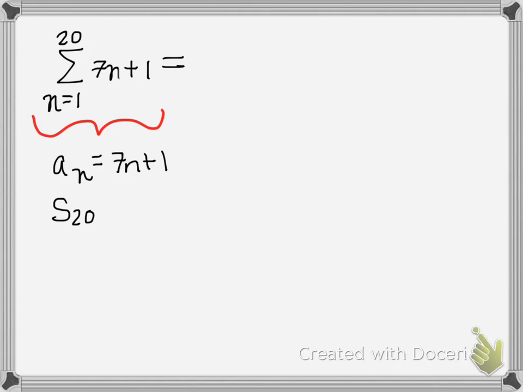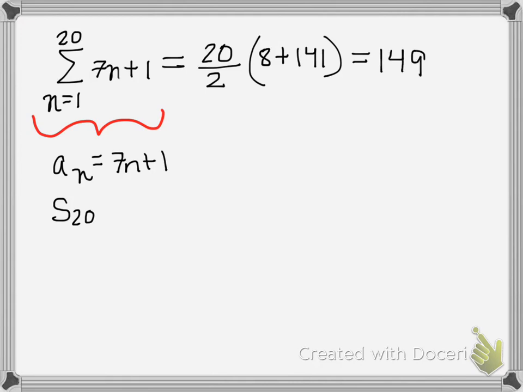Okay? So it's arithmetic, so I need n. How many terms are there? Well, I'm going from 1 to 20, so there are 20 terms, times the value of the first term. So I let n equal 1, and I get that the first term is 8, plus the value of the last term. And the last term here is when n is 20. So that's going to be 7 times 20 plus 1, which is 141. And there's our sum. 1490, that simplifies too.